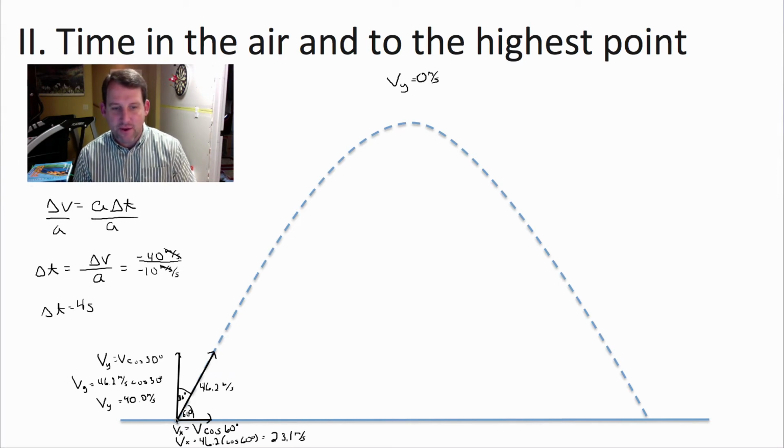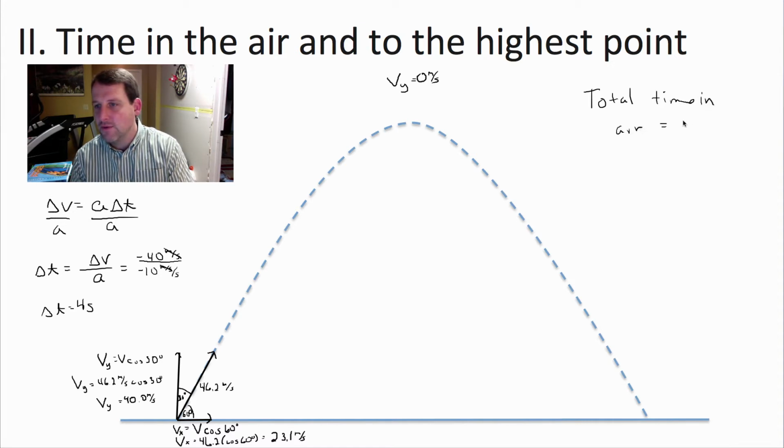So if it takes 4 seconds to go from here to up here, it will take an additional 4 seconds to fall back down. So our total time in air is equal to 8 seconds. That's just doubling the time to the highest point. So those are our two key time numbers that we need: what time our highest point is happening at, and at what time we're going to be colliding with the ground again. Knowing that means we can calculate anything else we need.